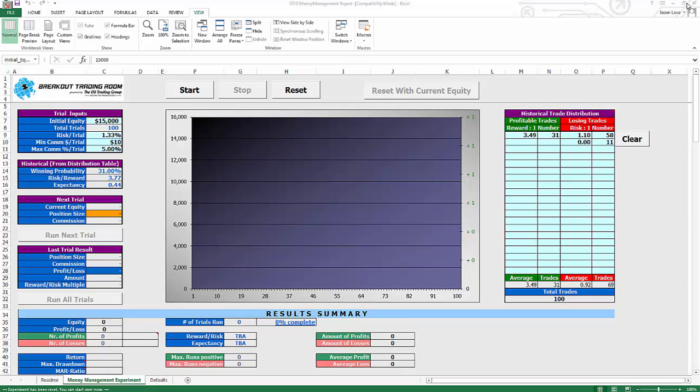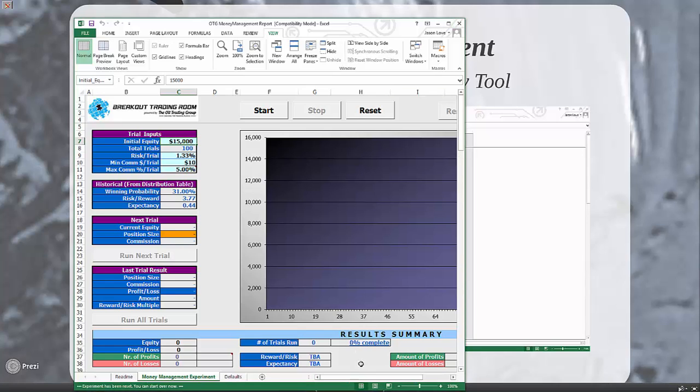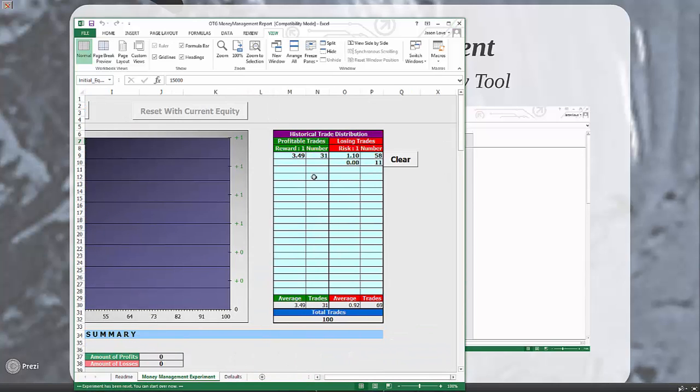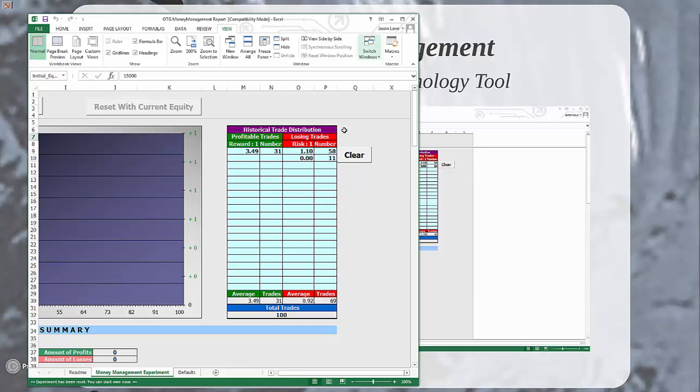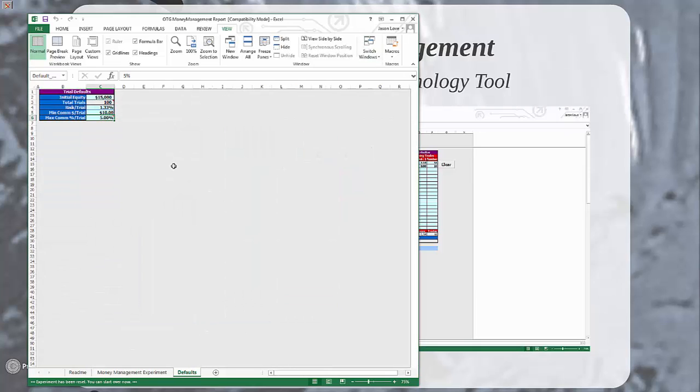So let me prove that to you here. All right, I'm going to bring this over to the random trade distributor here. First, let me show you what I set up as defaults. I'm going to start with the $15,000 account. I'm going to randomly put in 100 trades, and my risk is going to be 1.33% of $15,000.